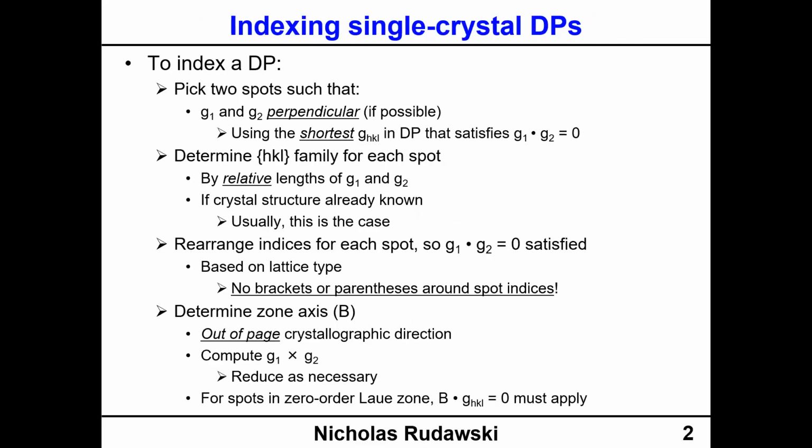So to index a diffraction pattern, this is the process. We have to find 2 spots that are perpendicular, if that's possible. We want to find the shortest possible pair of G vectors that are perpendicular. Then we have to figure out the HKL family for each of those spots. The way we do that is by measuring the relative lengths of the G vectors. So how long is G1 relative to G2? And this will work provided we already know what the crystal structure is to begin with.